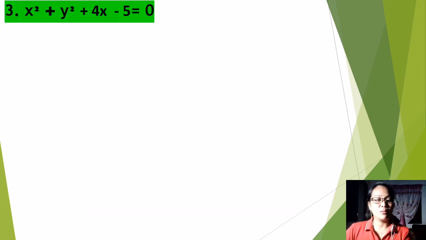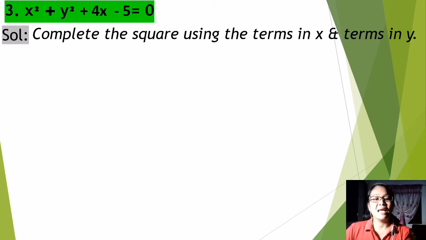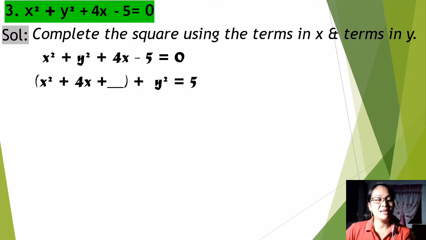Number 3, we have x squared plus y squared plus 4x minus 5. So for our solution, the same lang. Complete the square using the terms in x and terms in y. So first, copy the problem and then combine those terms.